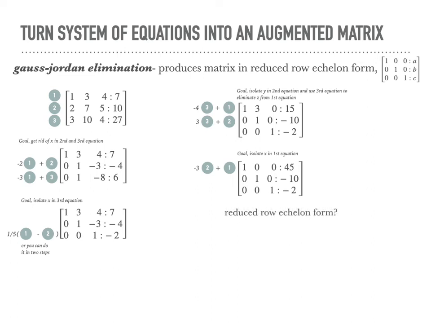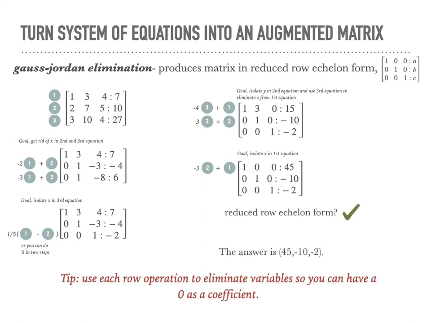Now, can we check, is this in reduced row echelon form? Basically, again, what that means is that is there 1 across the main diagonals and 0 everywhere else, except for, of course, the constants, which is 45, negative 10, and negative 2? Yes, it is. So therefore, the answer is 45, negative 10, negative 2.